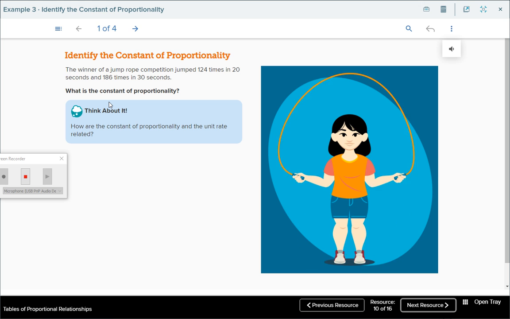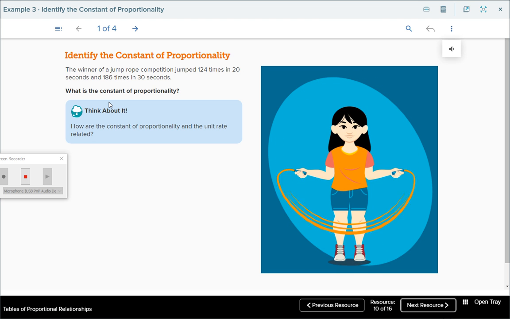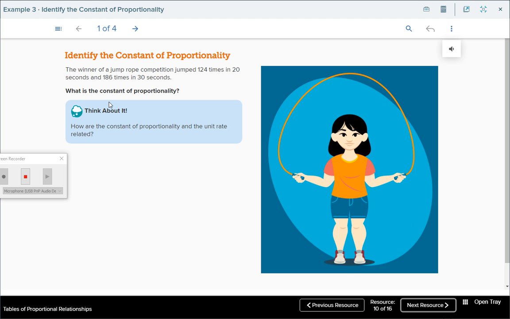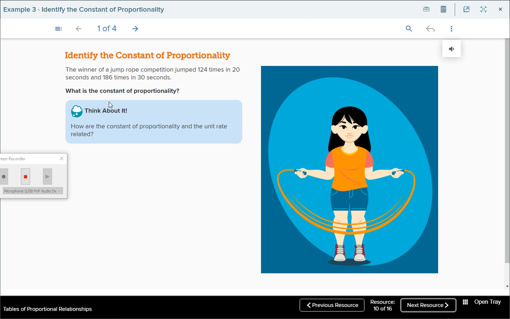124 in what? 20. Okay. Well, can 20 go into 12? No. Can 20 go into 124? Yes. How many times? 6. I have a 4. Can 20 go into 4? Add a what to what? Decimal and a 0. How many 20s go into 40? 2. Okay, so according to this, she jumps 6.2 per what? Second. Per second. Now, is that a unit rate? Yes. We have this simplified down to a single unit, don't we? Okay. Let's take the other one. Let's see.